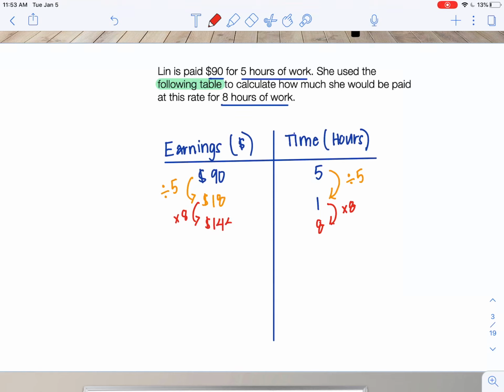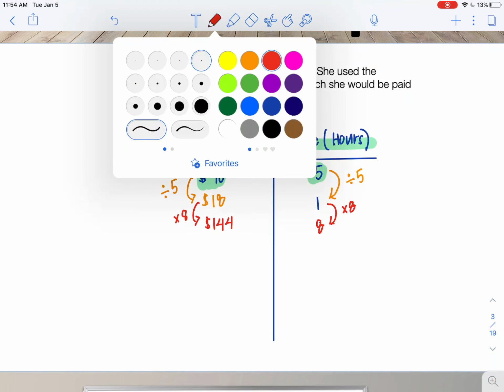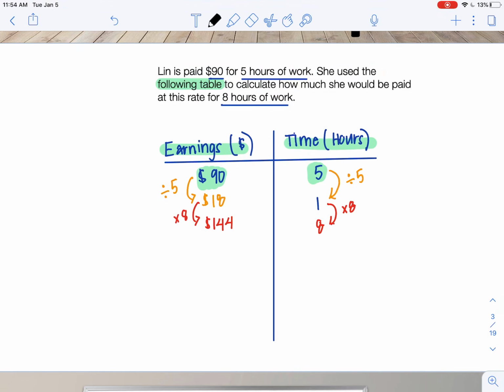Remember, when you're creating a ratio table, you need your labels, and you need to make sure that the numbers you put in your table match your labels. Then you're simply finding equivalent ratios. If it's easier for you, you can always pull the ratios out of the table and set it up like this. 90 to 5 is equivalent to something to 1.